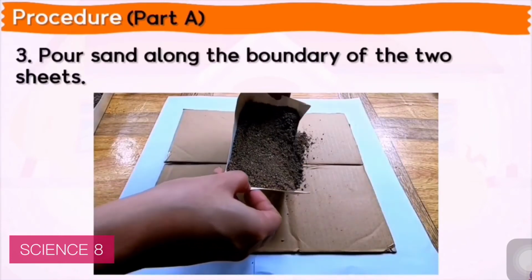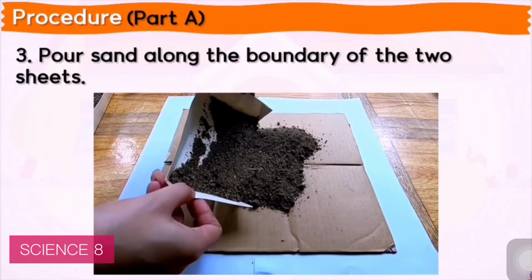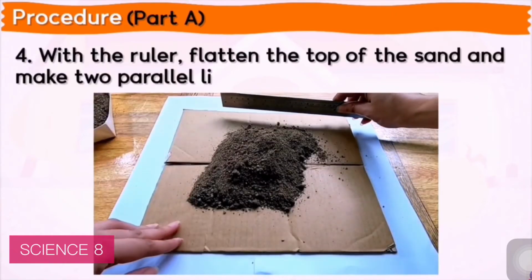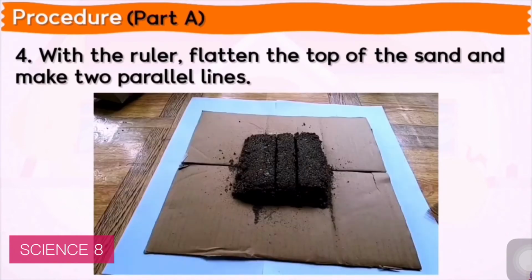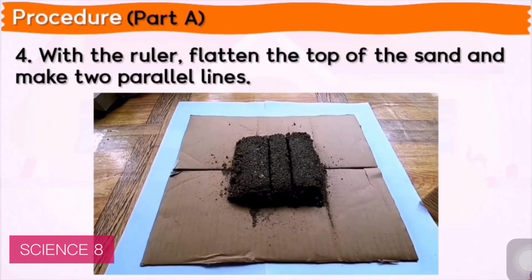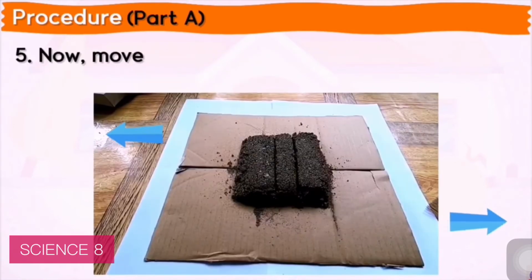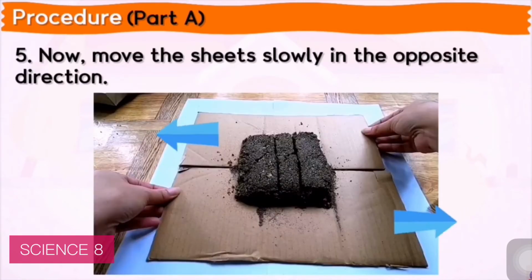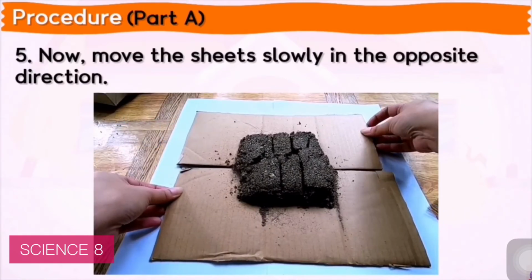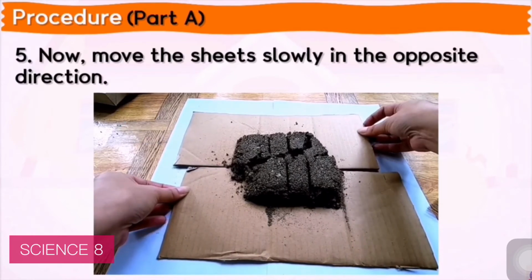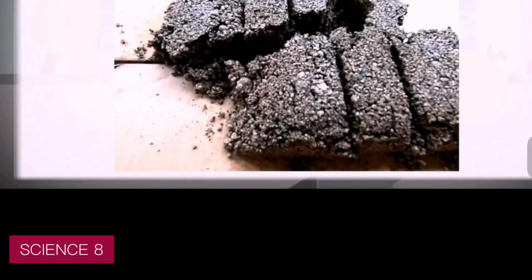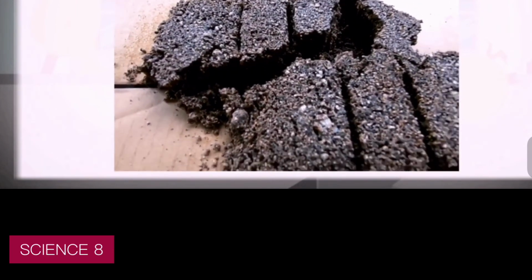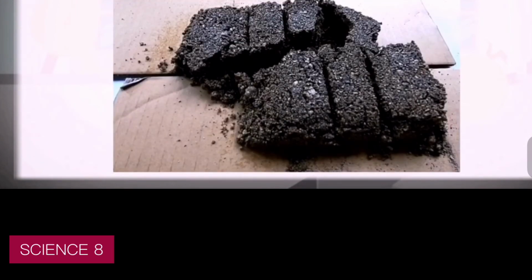Pour sand along the boundary of the 2 sheets. With the ruler, flatten the top of the sand and make 2 parallel lines. Now, move the sheets slowly in the opposite direction. Now, let us try to answer this question. Number 1. As you move the sheets, what is formed in the sand?